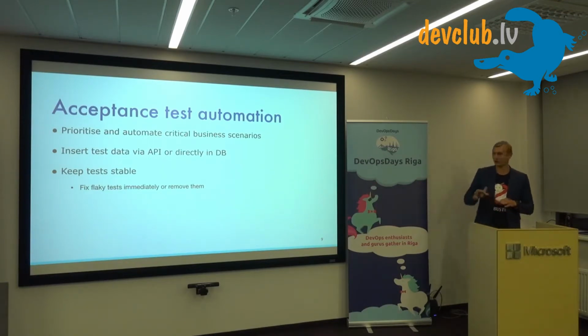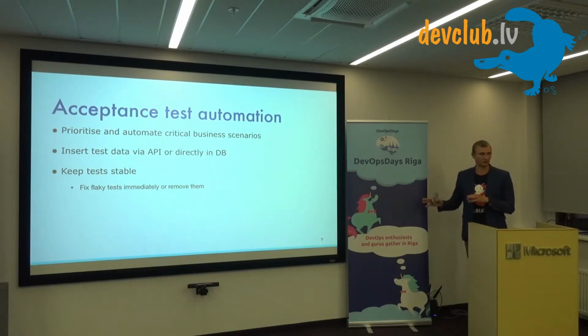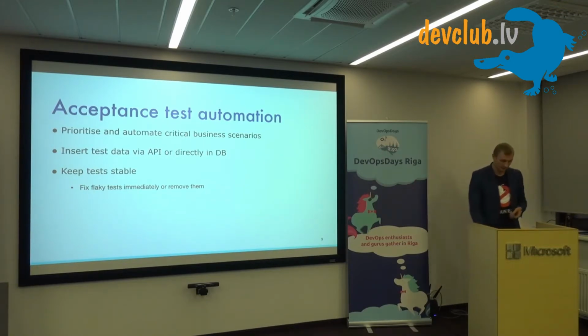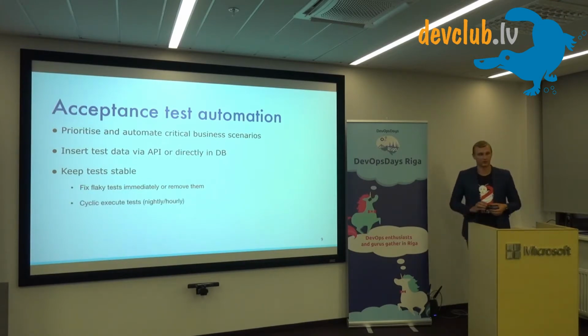If it cannot be done, then remove this broken test. And in that way you can avoid unstable tests in your pipeline. And of course, also execute your tests regularly.